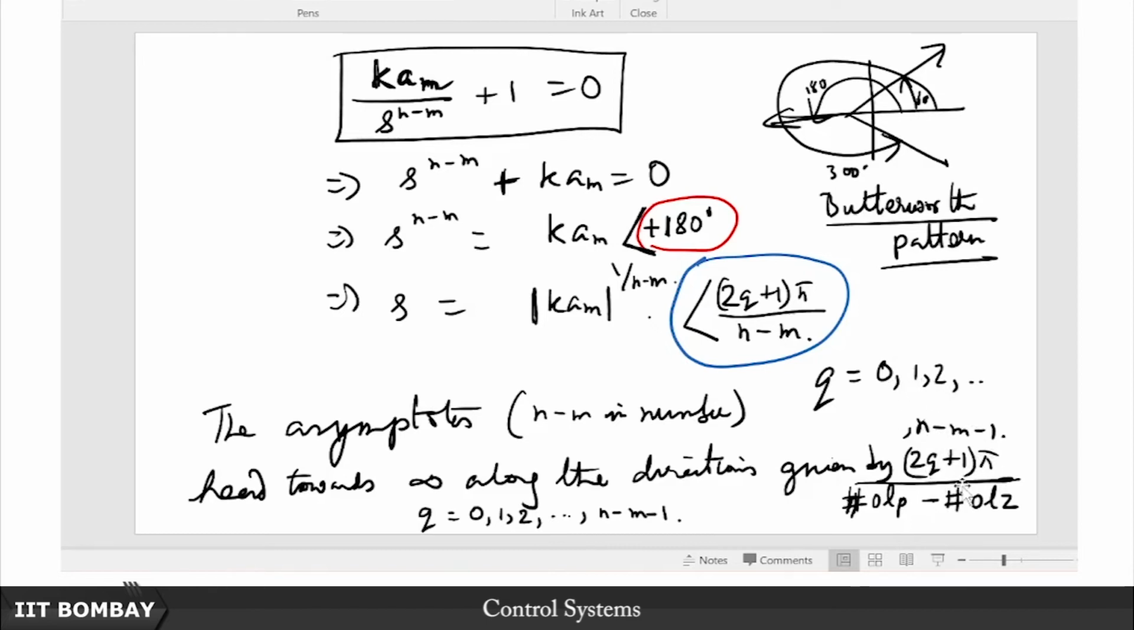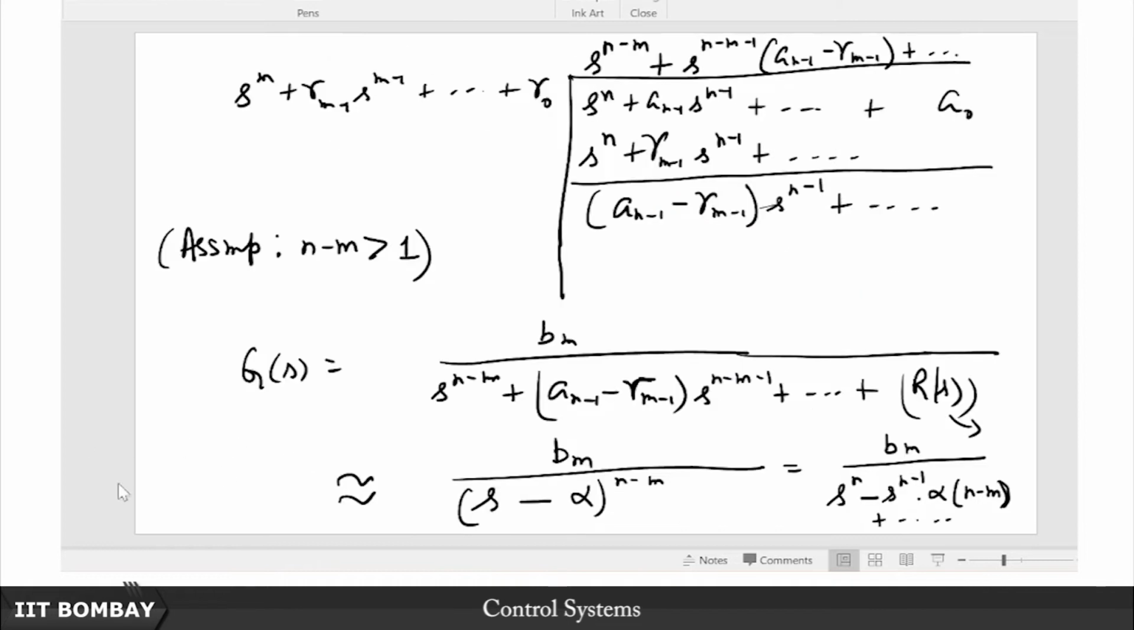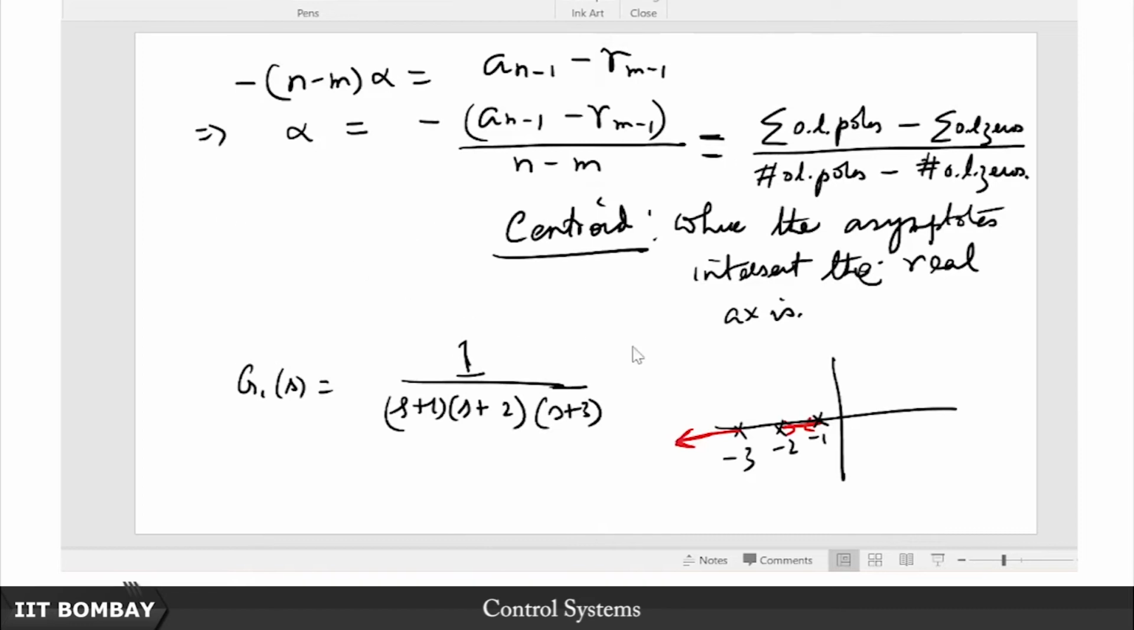If you apply 0, it's pi by 3. If you apply 1 here, it's pi. And if you apply 2 here, it's 5 pi by 3, which is basically pi plus 2 pi by 3, which is essentially along 300 degrees. So we already know these directions. But now that we have attained this value of the centroid, let's evaluate it.